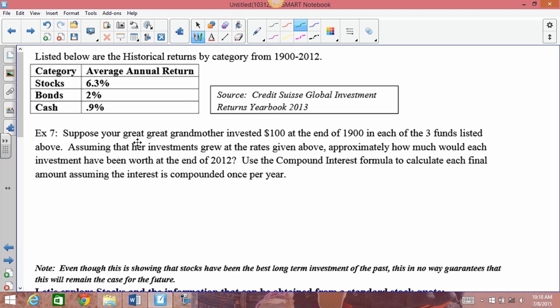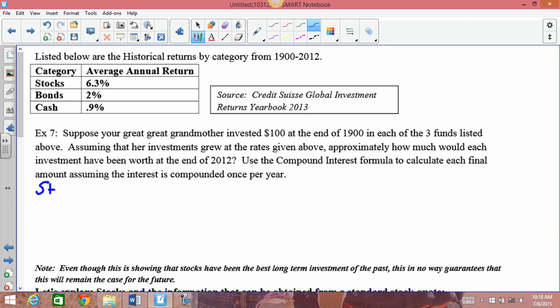In example 7 here, it says, suppose your great-great-grandmother invested $100 at the end of 1900 in each of those funds, stocks, bonds, and cash, assuming that her investments grew at the rates given above, so the rates that I've shown up here. Approximately how much would each investment have been worth at the end of 2012? We use the compound interest formula to calculate that final amount, and we're just assuming that everything's going to be compounded once a year. So I'm just going to look at stocks, and then you can see from the solution key for the bonds and the cash.